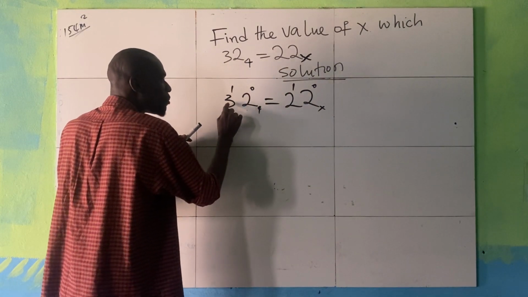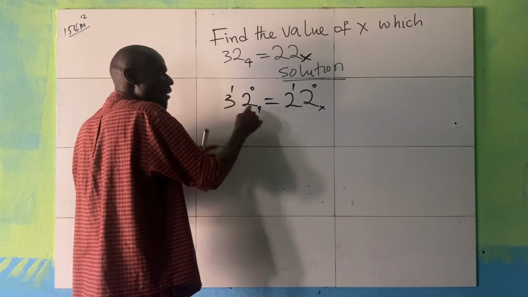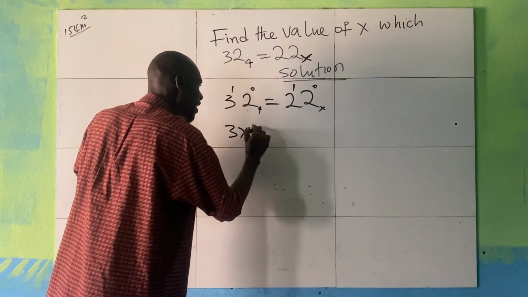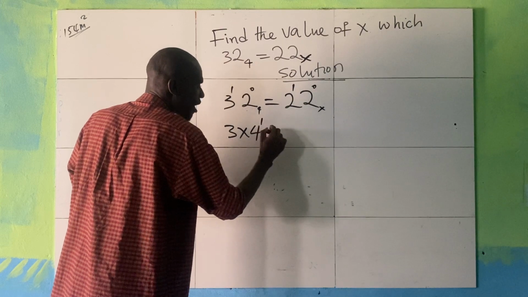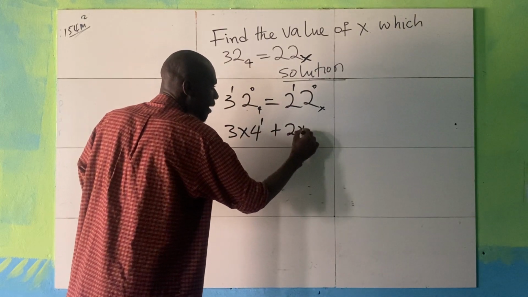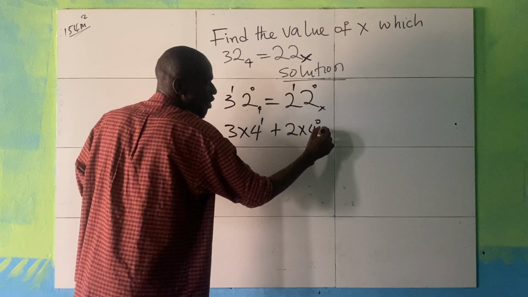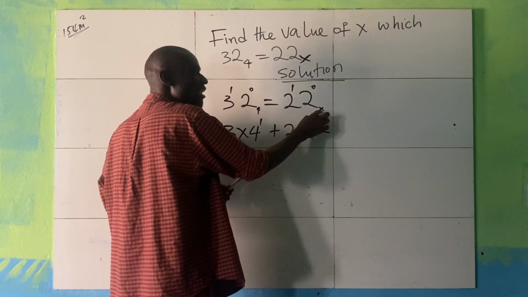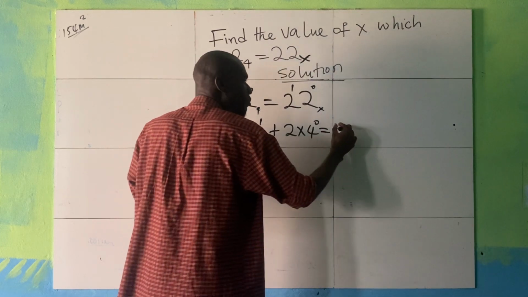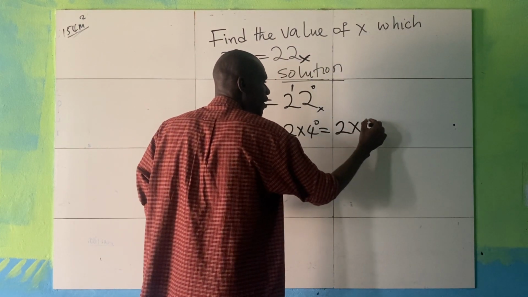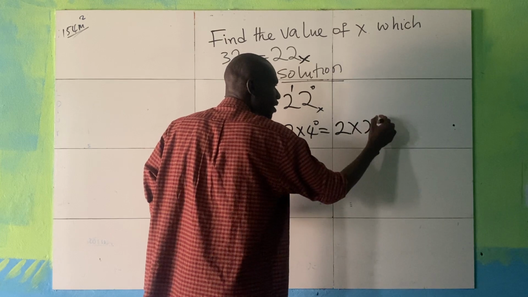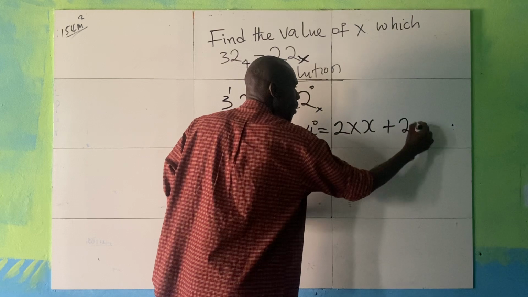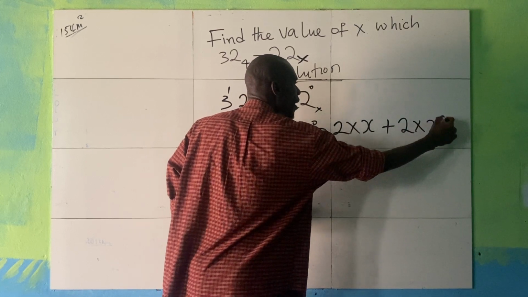What we do now is 3 multiplied by the base raised to the power of 1, plus 2 multiplied by the base raised to the power of 0. The same thing done here will be done here, but this time around the base is x, so it will be 2 multiplied by x raised to the power of 1, plus 2 multiplied by x raised to the power of 0.